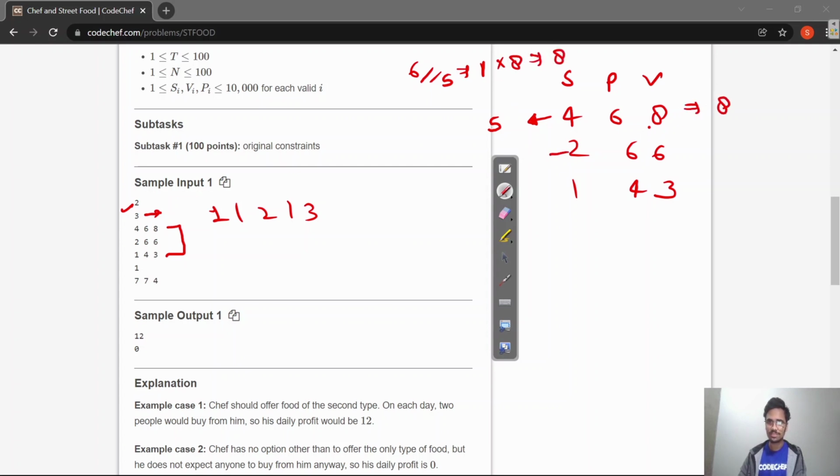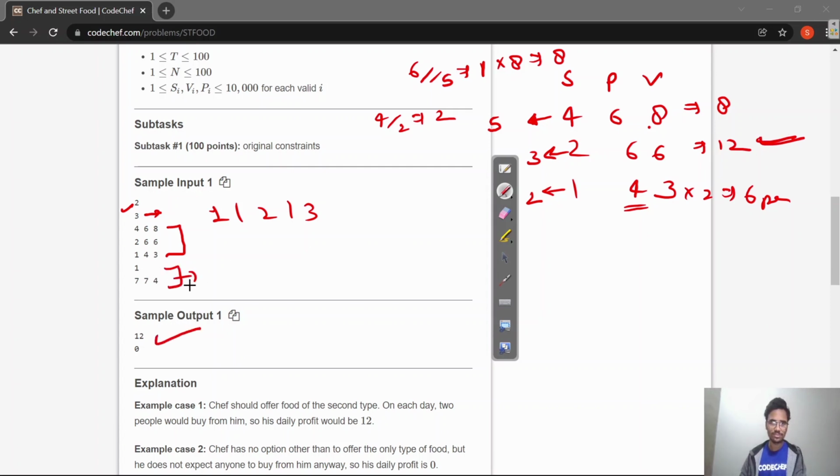If Chef wants to open this type of store, then stores will be 3. 6 divided by 3 is 2, and 2 into 6 is 12. If Chef wants to open this type of store, then stores will be 2. There are 4 persons, so 4 divided by 2 means 2 persons per store, and 2 into 3 means a total of 6 profit. So which is the maximum profit? 12 is the maximum profit, so you can see that 12 is the answer.